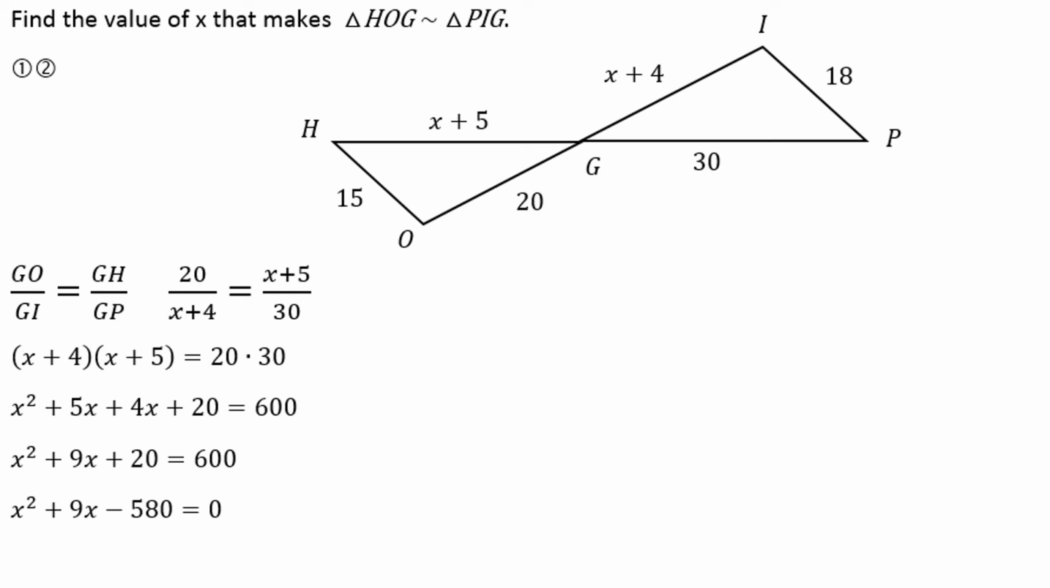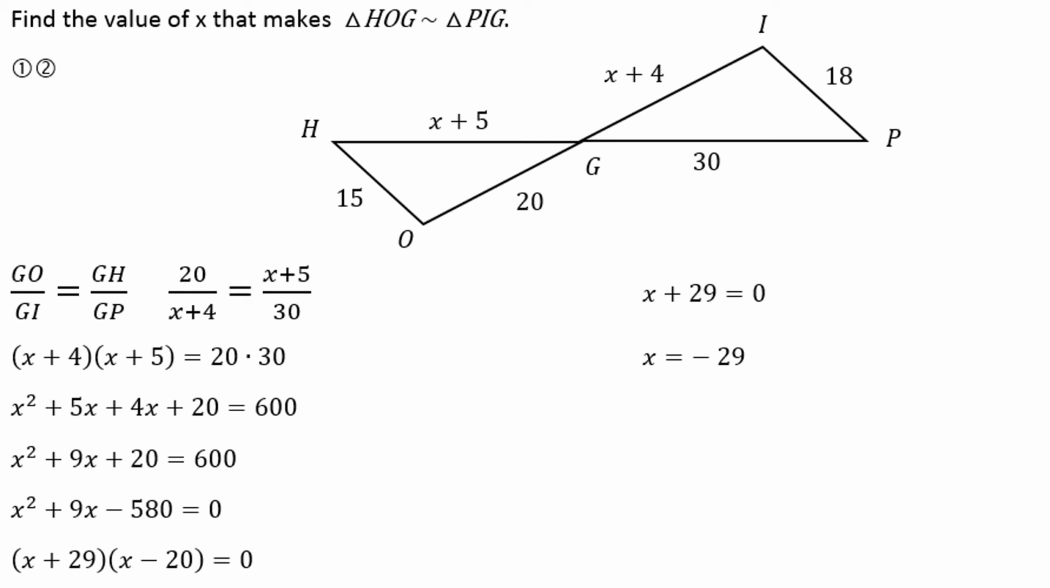Those of you that like to use the quadratic formula, you may do that. Those of you that like to solve by completing the square, you may do that. Personally, I like to factor. That is the method I will take. I know that 29 times negative 20 is negative 580. I also know that positive 29 subtract 20 will make that positive 9. If x plus 29 equals 0, x will be negative 29.